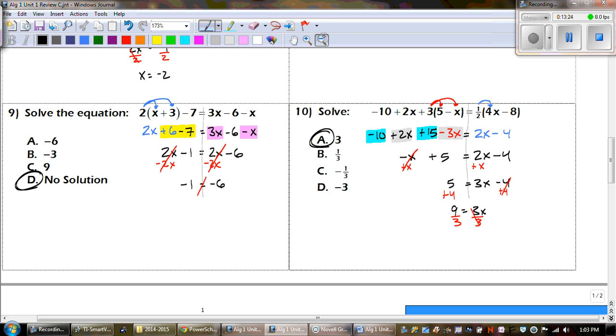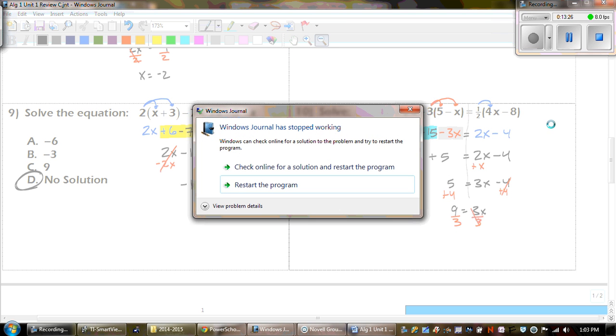All right, we're done, right? Oh, wait, there's a backside to it? Uh-oh, hold on.